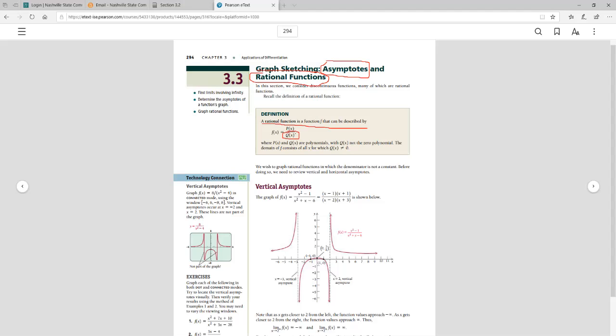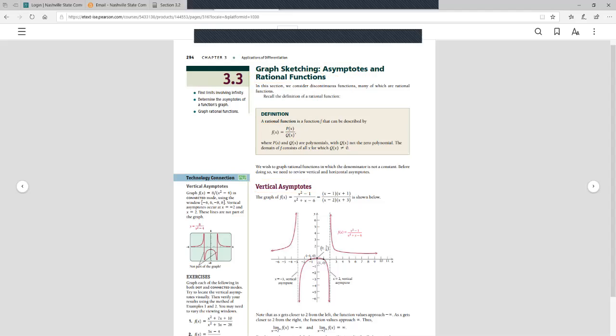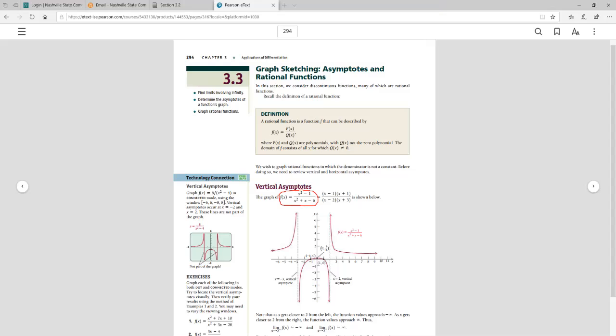For example, vertical asymptotes. If we want to investigate vertical asymptotes for this function here, this is a rational function because it has a numerator that is a function, and a denominator that is a function. There are various ways to find vertical asymptotes.